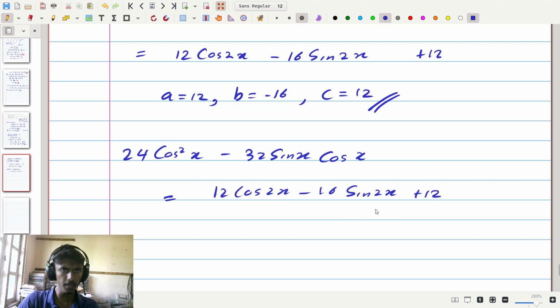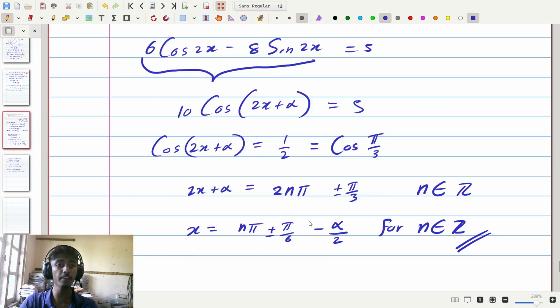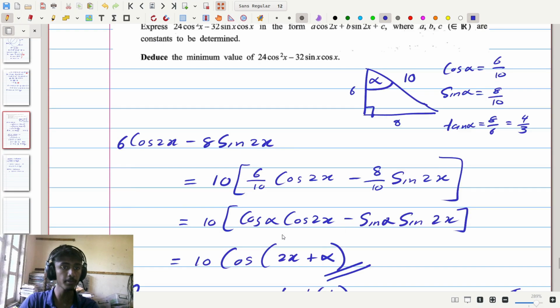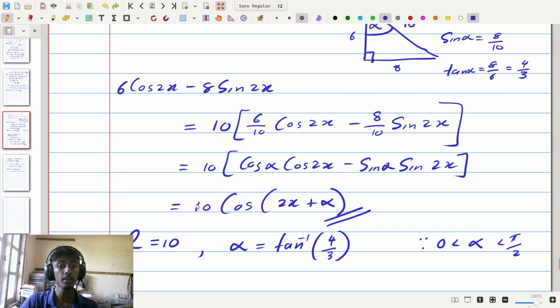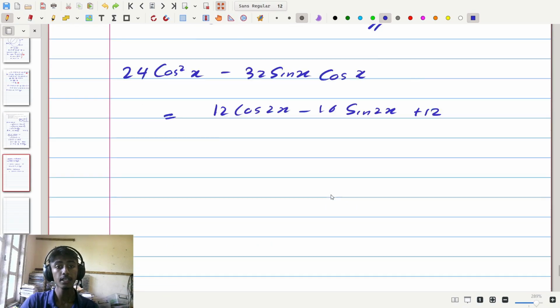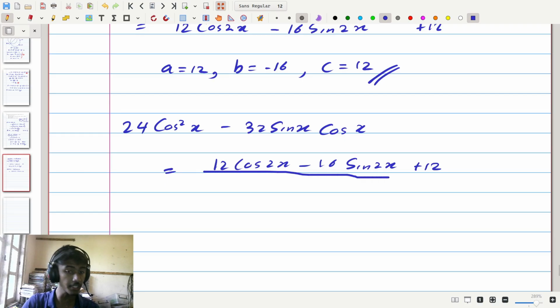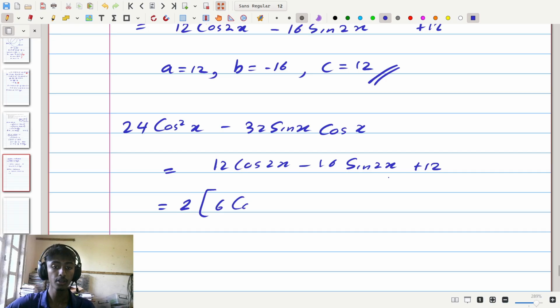Usually in these problems, the first part of the problem is somehow helpful for the second part. In this case, going up, what we found in the first part was that 6 cosine of 2x minus 8 sine of 2x is equal to 10 times cosine of 2x plus alpha. According to that, if we take a factor of 2 out of this bit here, we get 2 times 6 cosine of 2x minus, and if we take a 2 out of this 16, dividing by 2, we get 8 sine of 2x, plus 12.